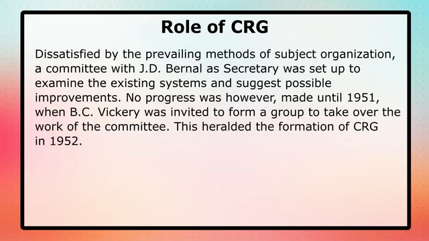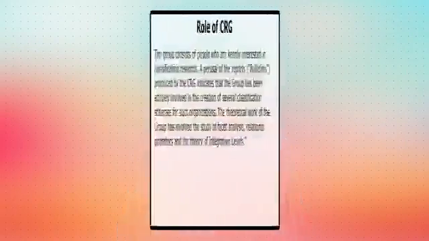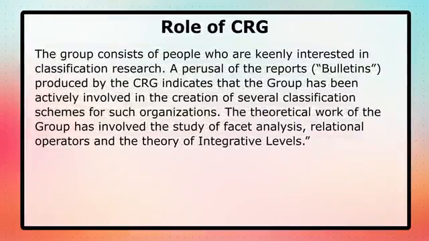This heralded the formation of CRG in 1952. তাহলে B.C. Vickery ছিলেন the principal brain behind the formation of Classification Research Group in London in 1952. The group consists of people who are keenly interested in classification research. A perusal of the reports or bulletins produced by the CRG indicates that the group has been actively involved in the creation of several classification schemes for such organizations.